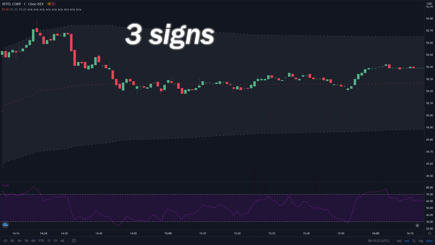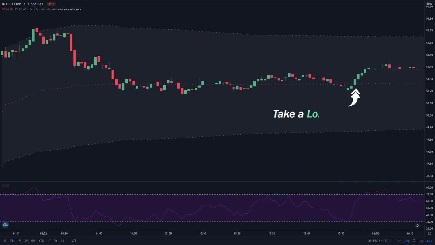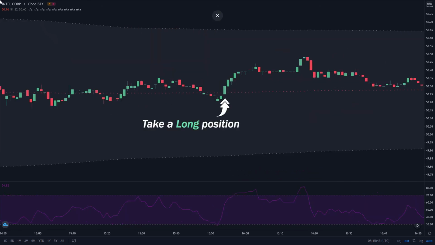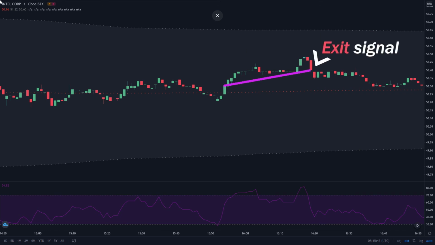So now there are three signs. The RSI slowly moving upwards, there's a consolidation before that, and a big green candle formed. This is a good opportunity to take a long position. So if you took a trade here at the green candle's close, you could have made a 0.35% profit. But of course, it's impossible to time the top like this. So realistically, I would have closed my position at the next candle here.